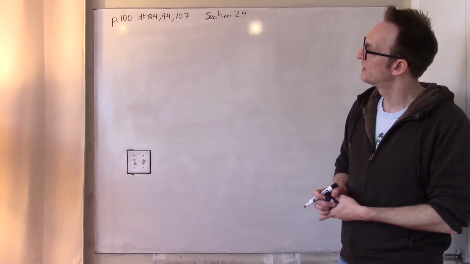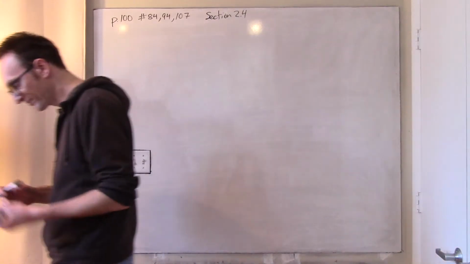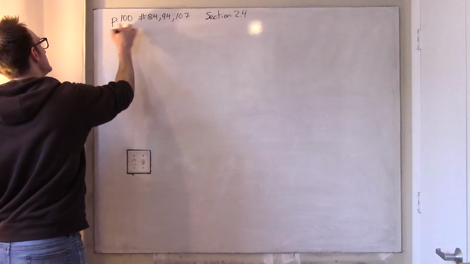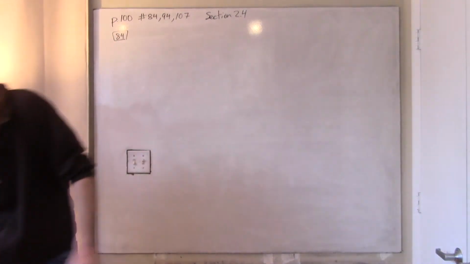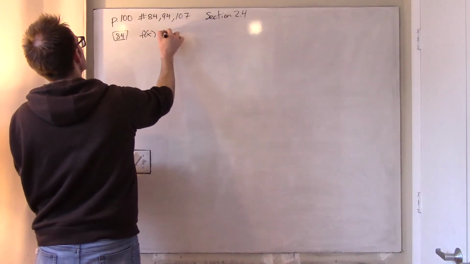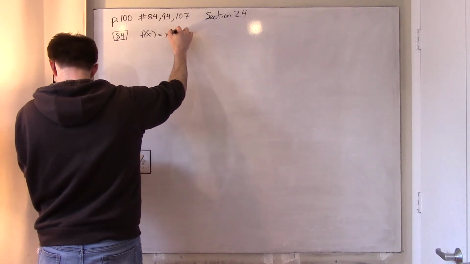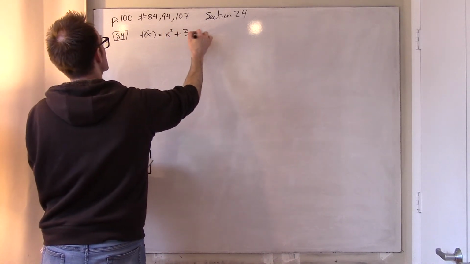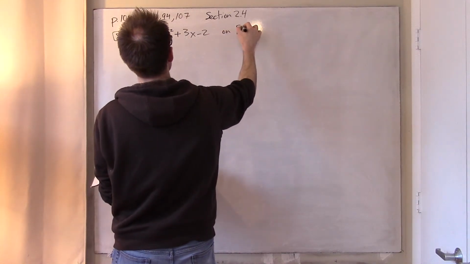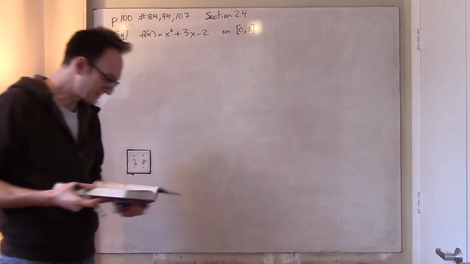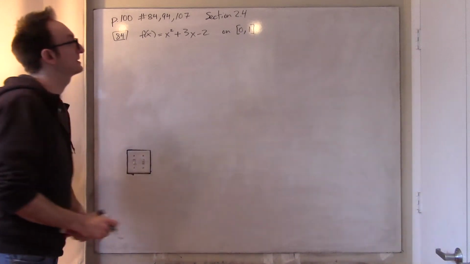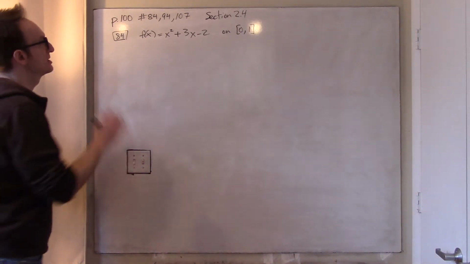These problems are actually sort of really important. Well, I don't know about super important, but okay. Let's see. Number 84. What does it say? There's a function, and the function is x squared plus 3x minus 2. And we're supposed to look at this function on the interval [0, 1]. The problem says, explain why the function has a 0 in the given interval. Okay, we did something very much like this in class. How are you supposed to think about this?